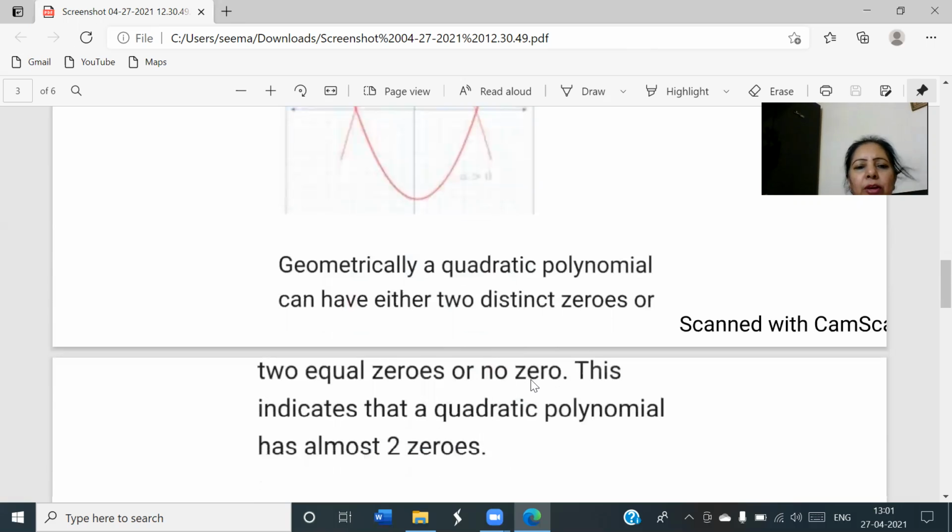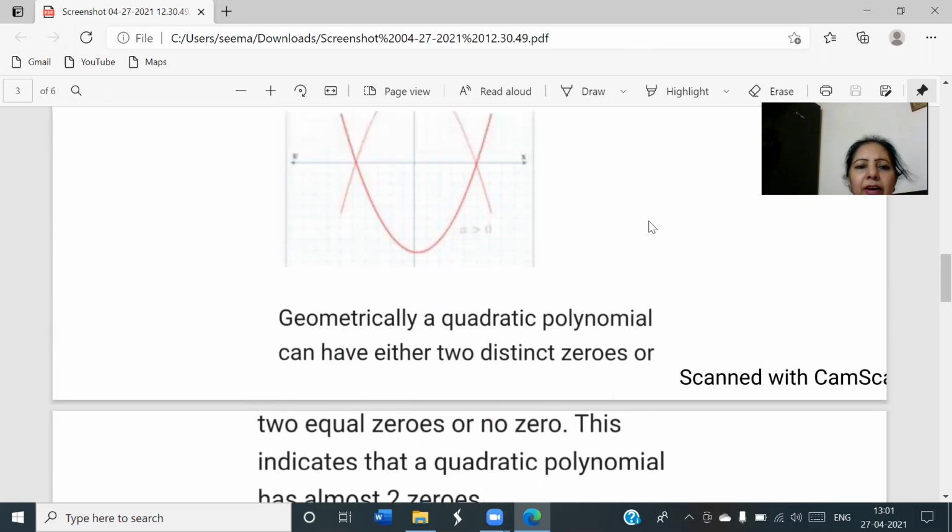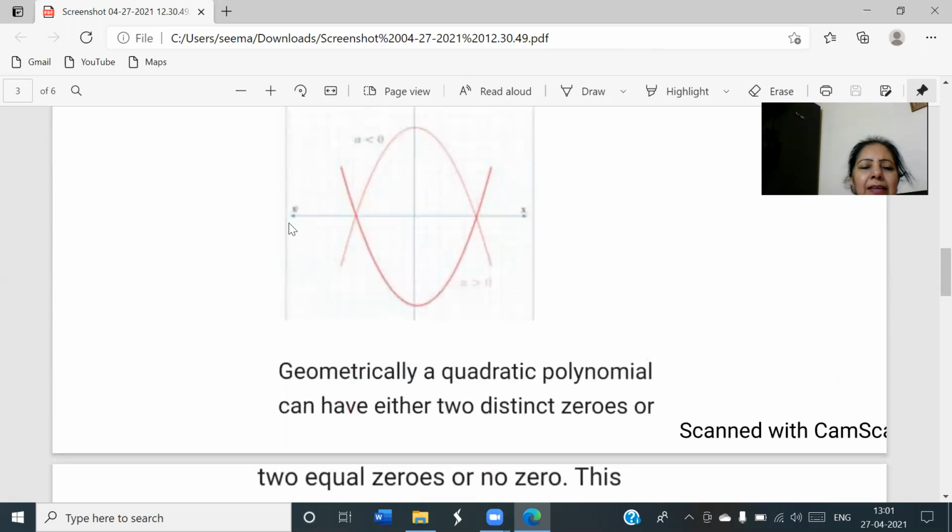Geometrically, a quadratic polynomial can have either 2 distinct zeros, or 2 equal zeros, or no zeros. What's the meaning of it? If the graph intersects the x-axis at 2 points, we have 2 zeros. If the graph only touches the x-axis at 1 point, there is 1 zero. If the graph does not intersect the x-axis, it means no zeros.